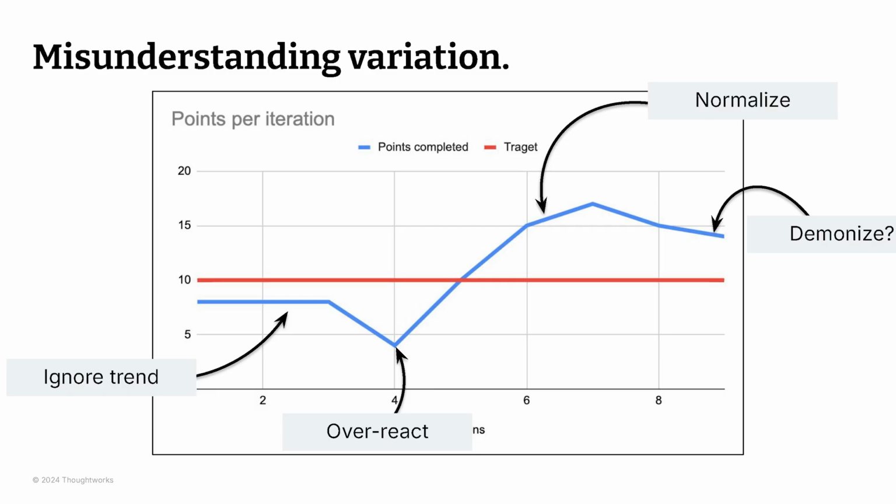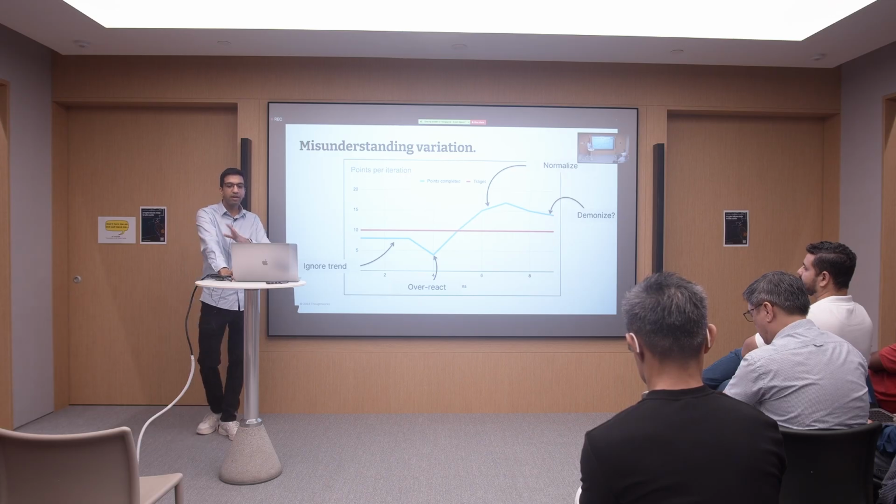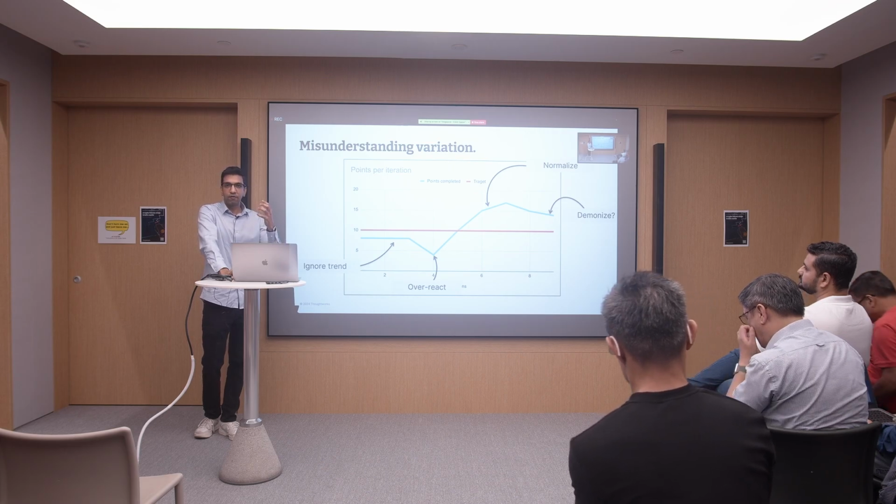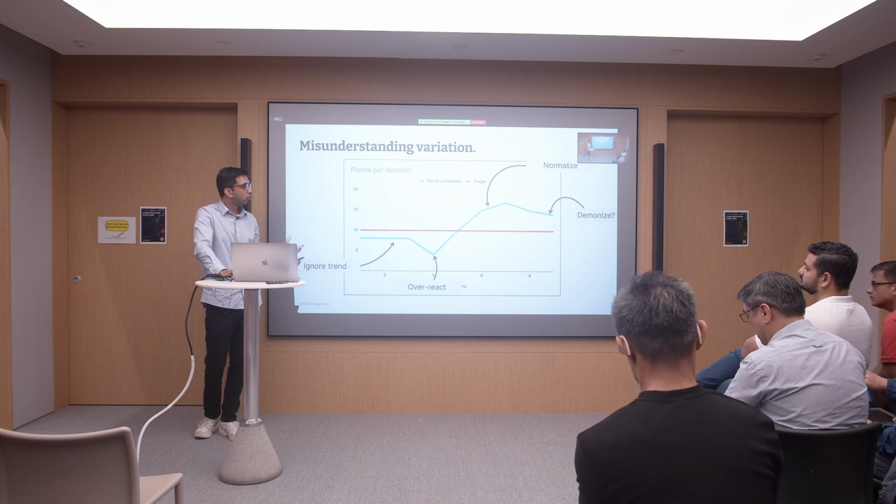And the other thing is when my velocity dips below a peak, I'm demonizing it. Why are we so slow? If we can hit 15, why aren't we doing 15? And that demonization results in people persistently feeling the need to work overtime.